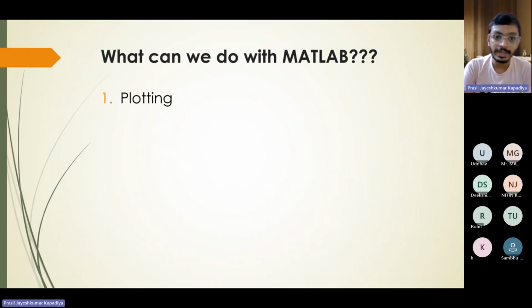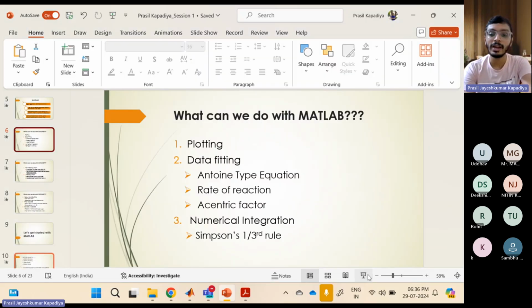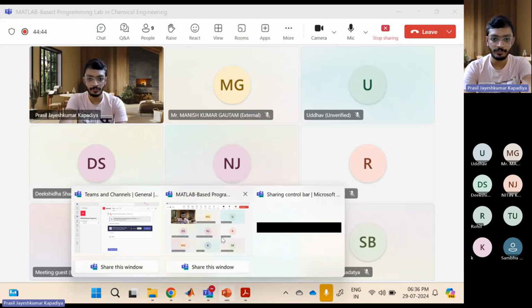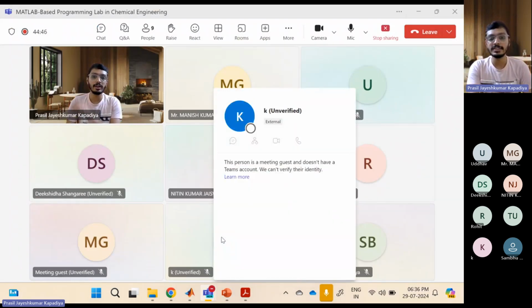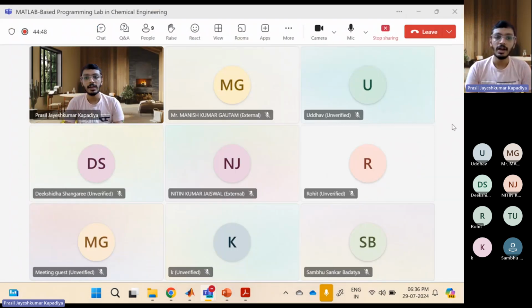So what can we do with MATLAB? First of all, we can plot our data. What kind of plotting can we do? This is really simple. Can anyone tell me something from your chemical engineering examples? What kind of data can we plot? Let's say I can plot concentration versus time, how concentration is reducing with time. Any other example? This is really simple. Just say some examples. What can you plot?